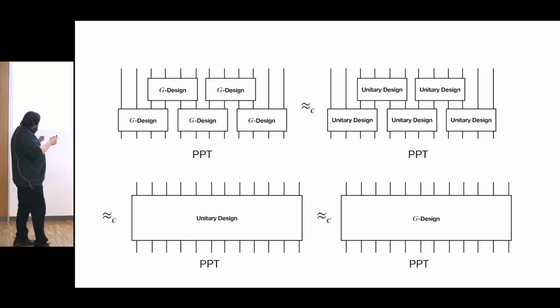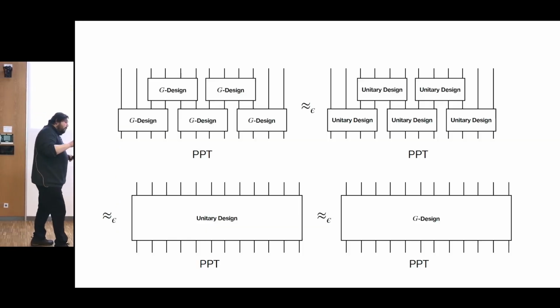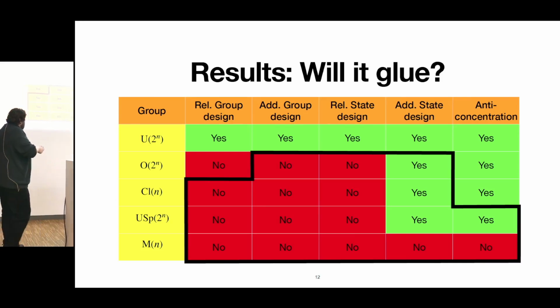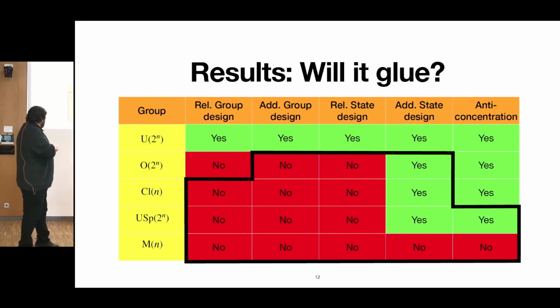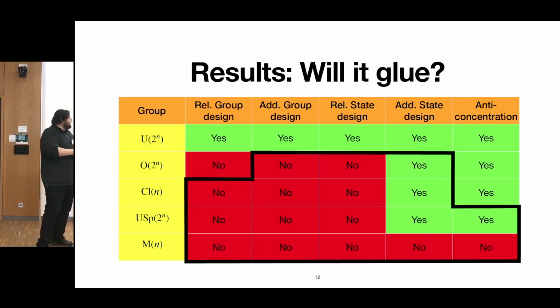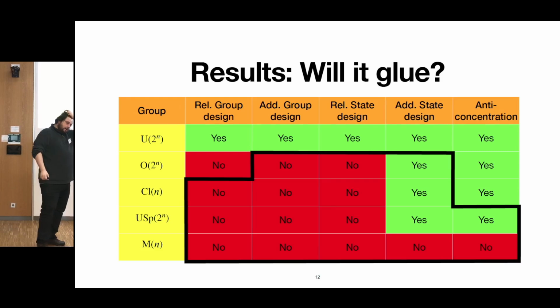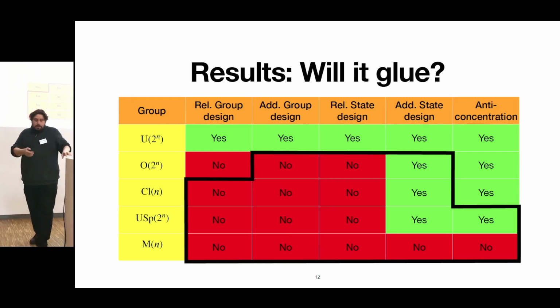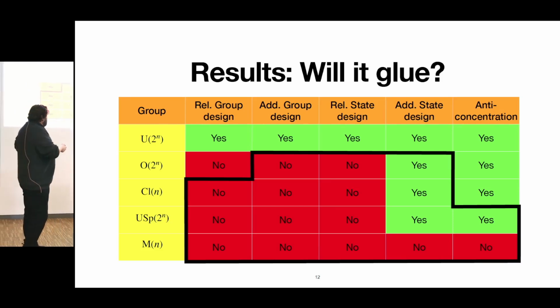So this was not true for all the groups though, but only, as you can see, for the orthogonal, the unitary symplectic and the Clifford group, where we got this gluing lemma, so we could say that it glued there. But for the free fermions or matchgates, we did not have this type of gluing lemma even for this PPT state, which is an interesting fact.